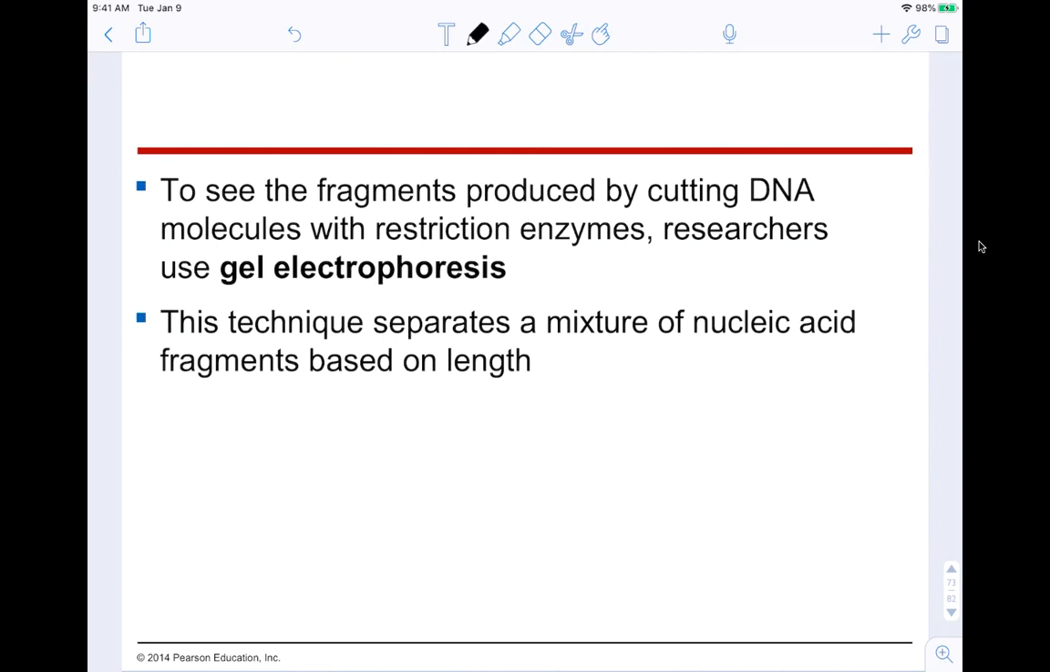So to see the fragments produced by cutting DNA molecules with restriction enzymes, researchers use gel electrophoresis. This technique separates a mixture of nucleic acid fragments based on length. So essentially, if you have a piece of DNA and you use all these restriction enzymes and cut it into pieces, you can tell how big each of the pieces, the fragments, are by running it on a gel electrophoresis.